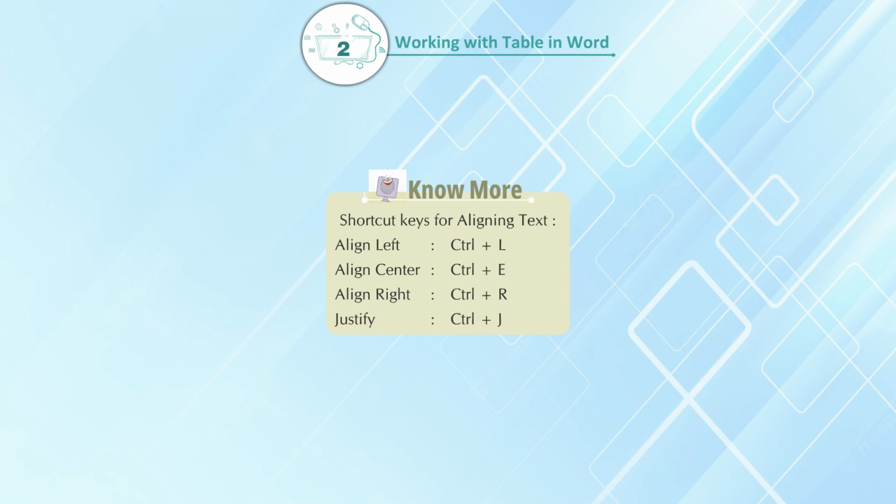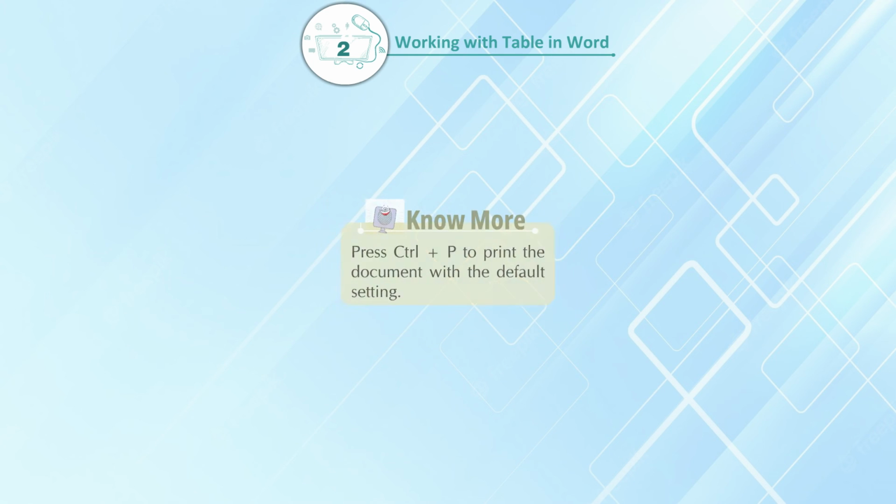Shortcut keys for aligning text. Align left, Ctrl+L. Align center, Ctrl+E. Align right, Ctrl+R. Justify, Ctrl+J. Press Ctrl+P to print the document with the default setting.